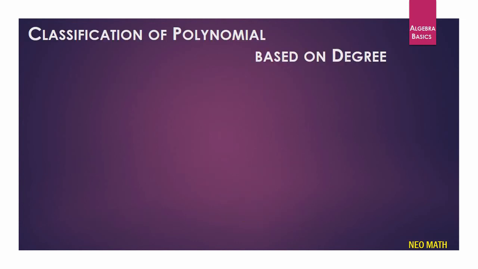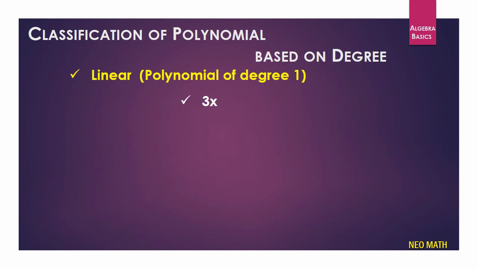Next, classification of polynomial based on degree. So linear polynomial, that is a polynomial of degree 1. For example, 3x. We have to check the power of the variable, the highest power of the variable. Here the highest power is 1. So degree 1. So it is a linear polynomial. 3x plus y. Check the highest power of the variable. Here the highest power of the variable is 1. So it is a linear polynomial.